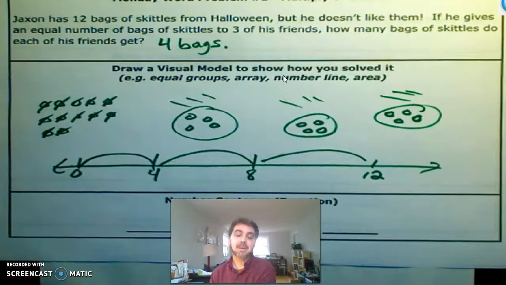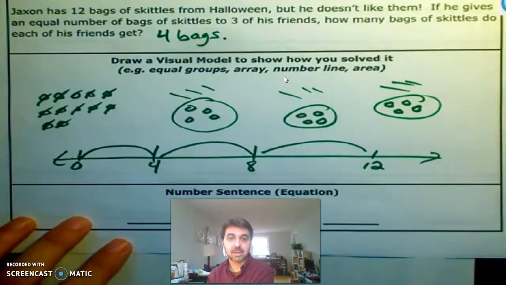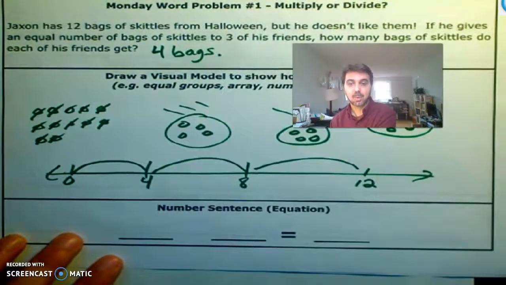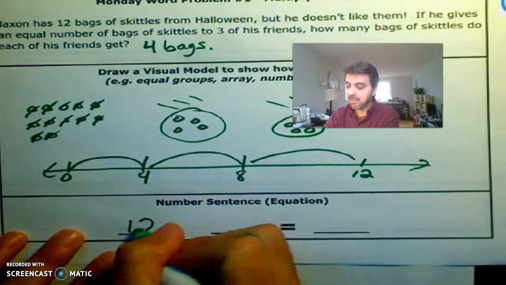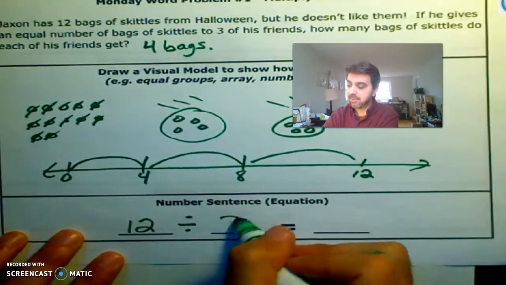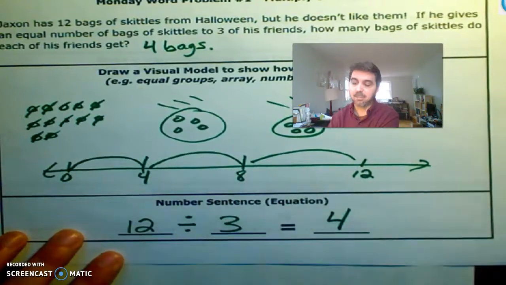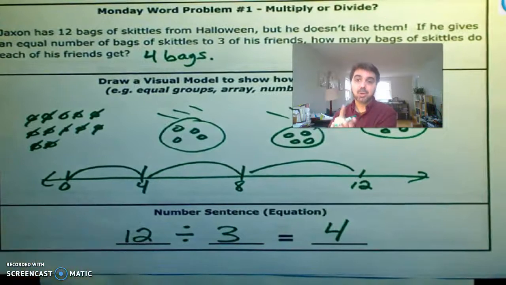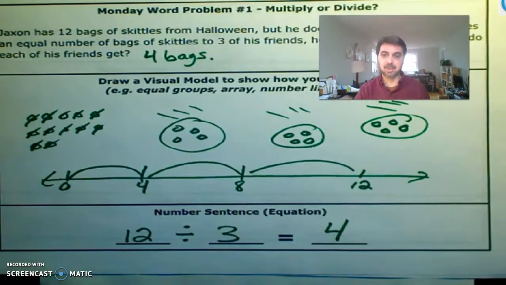So boys and girls, I'm going to model this first problem for you. The next one I want you to work on your own. You're going to need to start to figure how to do these on your own. So for a number sentence, we would write, we took 12 bags of Skittles, divided them equally between 3 friends, and each friend got 4 bags. Okay, so that's how you would solve that problem. So if you haven't already, you should write this down on your paper. Pause the video and then come back when you're ready.